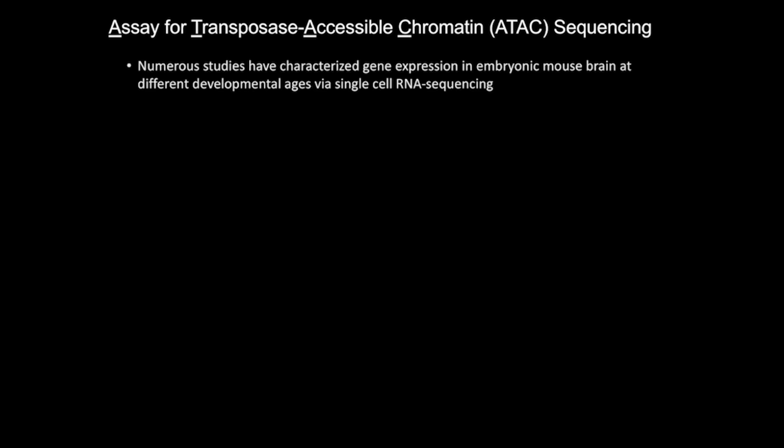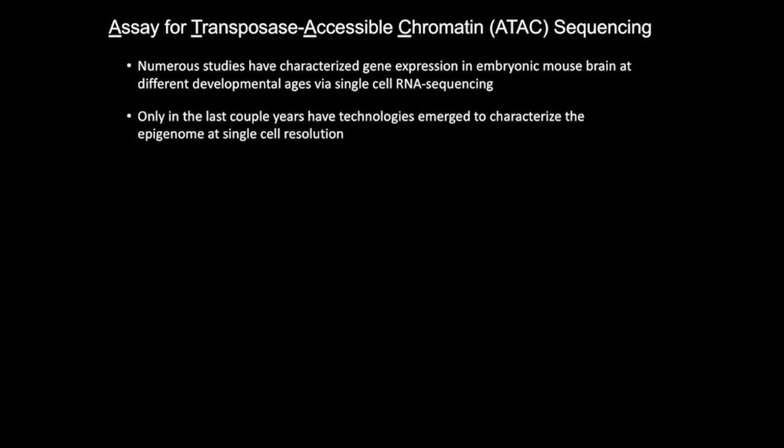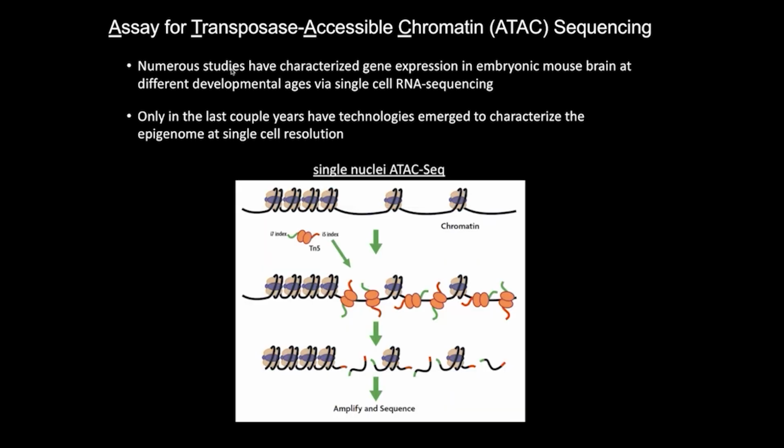So what is ATAC-seq? This stands for Assay for Transposase Accessible Chromatin. Basically it is a strategy that allows us to look for open chromatin regions in the brain. A region that's open likely means it's accessible and could indicate a promoter or an active enhancer. And this is basically the way it works.